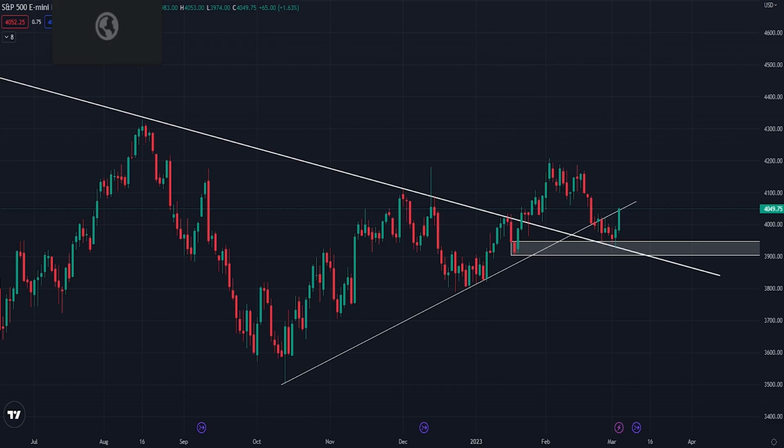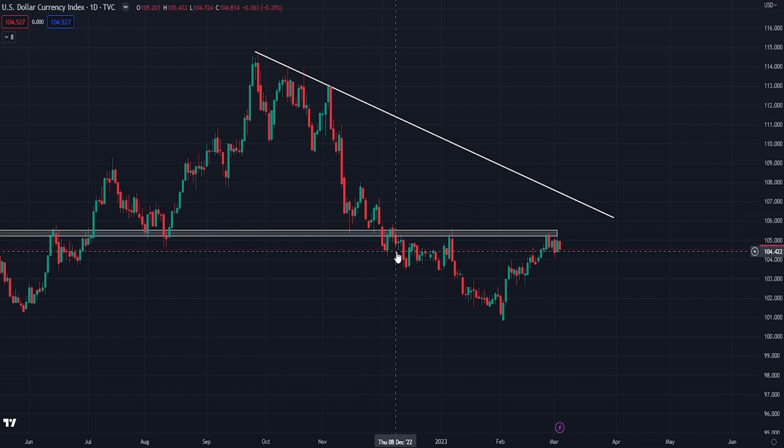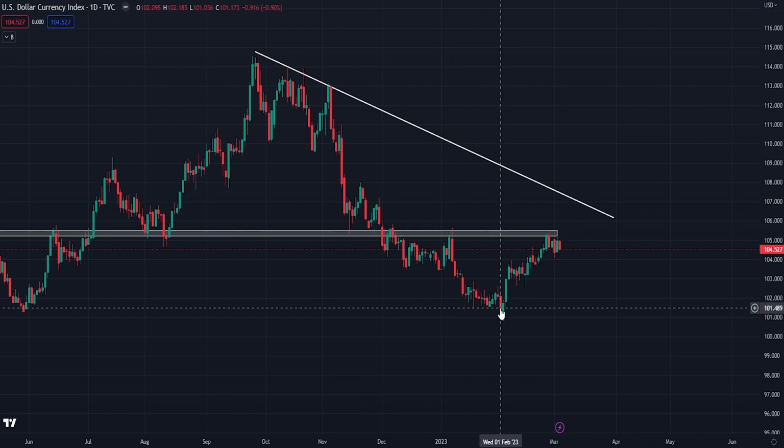The US dollar, let's take a look at that next. We know that for the most part, the US dollar works opposite to crypto. So if the US dollar is bullish, then crypto is often bearish and vice versa. So we can see that from the start of the year, we had this really strong move down on the US dollar, which coincided with the strength of crypto.